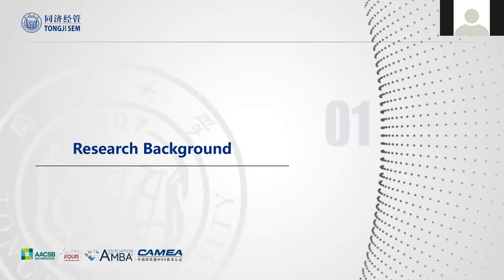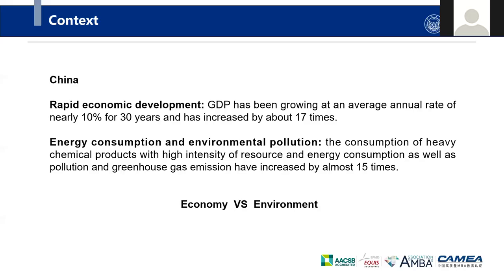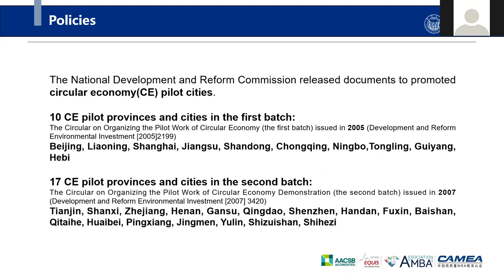Firstly, research background. Our research was conducted in China, where GDP has been growing at an average annual rate of nearly 10% for 30 years and has increased about 70 times. Meanwhile, the consumption of heavy chemical products as well as pollution has increased by almost 15 times. In order to decouple economic development from both consumption and pollution, China started to promote the CE pilot city program nationwide. According to the two documents, there are 10 CE pilot provinces and cities in the first batch, and 17 CE pilot provinces and cities in the second batch.